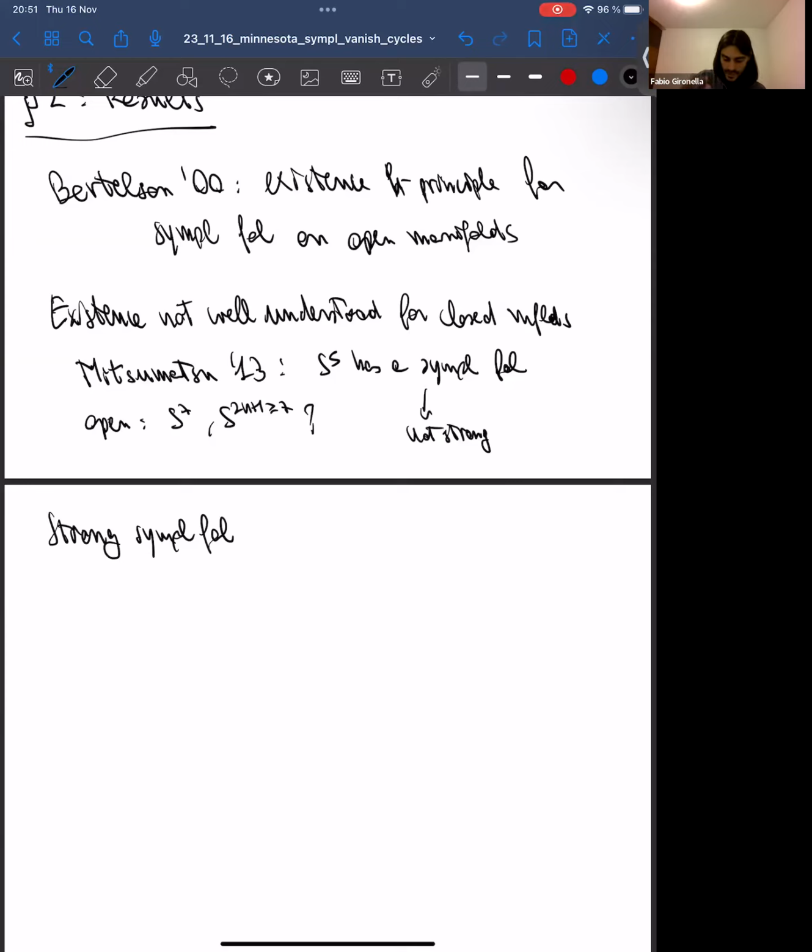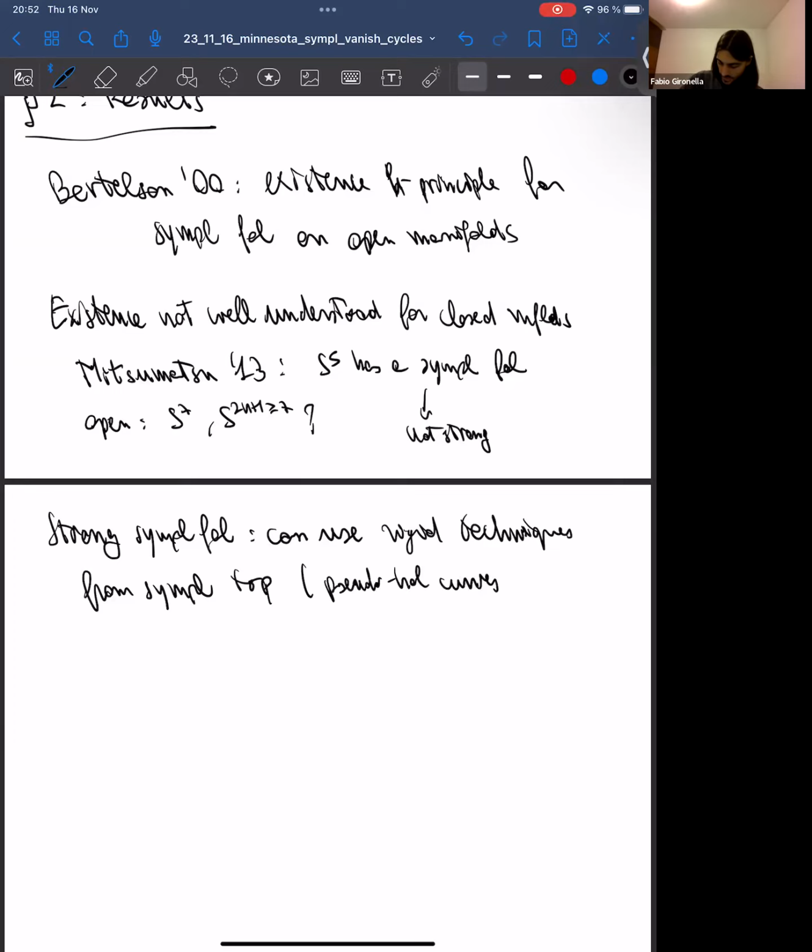And so the reason why this exists even less often is that, again, we can say that these are somehow more rigid, in the sense that we can use for them rigid techniques from symplectic topology, meaning by this pseudo-holomorphic curves and Donaldson theory.